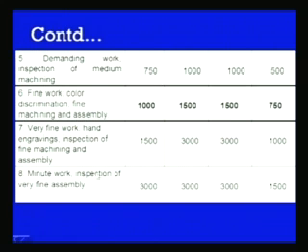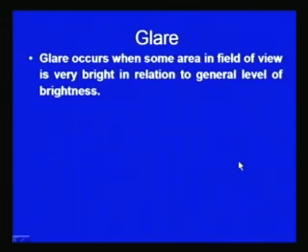For minute work, inspection of very fine assembly, 3000 units of light are required. So, here depending upon the nature of the job and the kind of activities which are to be done by the worker, different levels of light have been recommended, so that the job can be done by the workers efficiently and easily for a long time without undue fatigue.